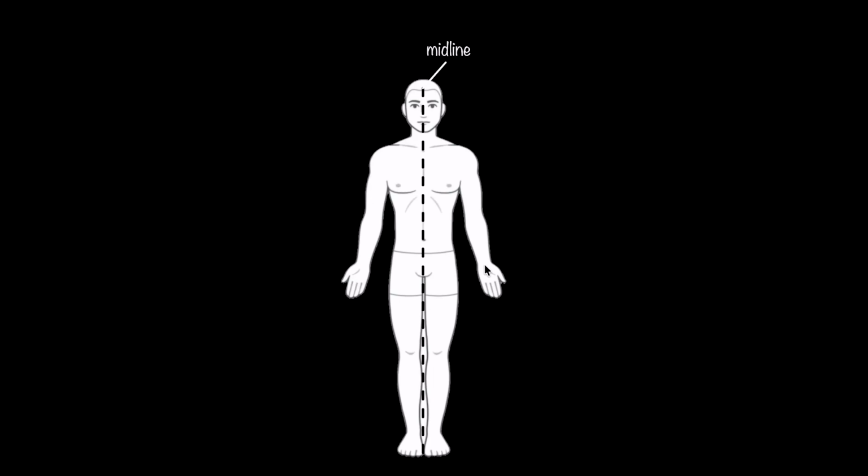Hey guys, welcome back. Today we're going to go over anatomical directions. So, in front of you there is a human model. And the way the model is standing, it's called the anatomical position, where it's standing upright.